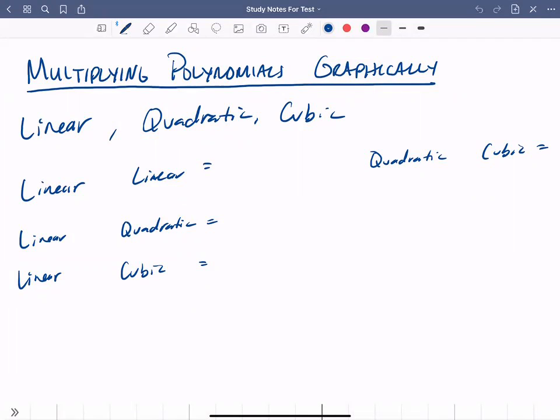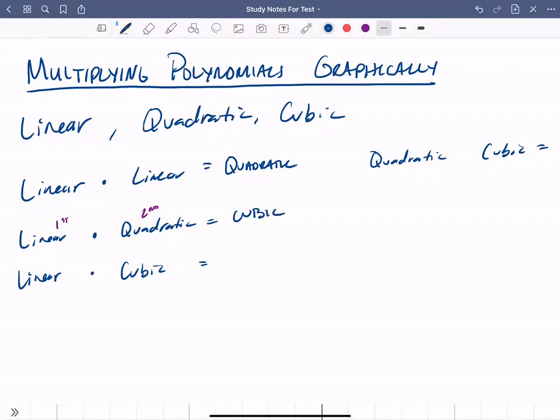So if I took a linear and multiplied it by another linear, think about it, a linear is to the first degree. So if I take a first degree times a first degree, I get a second degree, which is quadratic. What we do is we add the exponents, or you can just add the degrees together, which is the same thing. So a linear times a quadratic: a linear is a first degree, and a quadratic is a second degree. If we add 1 plus 2, that's a third degree polynomial, which is a cubic.